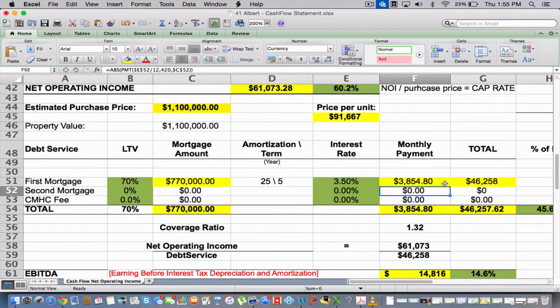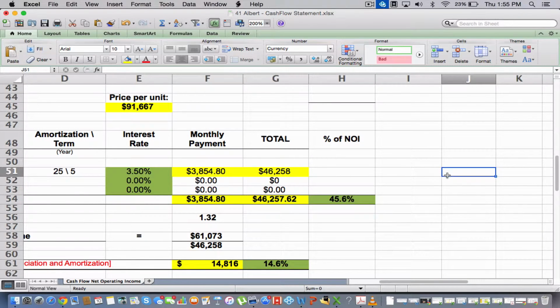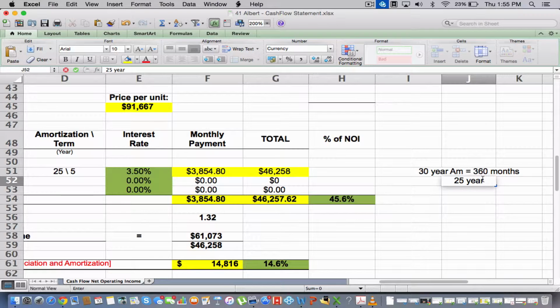I'm going to write that just over here. 30-year amortization equals 360 months. Let's not get confused. 25-year amortization equals 300 months. Okay?